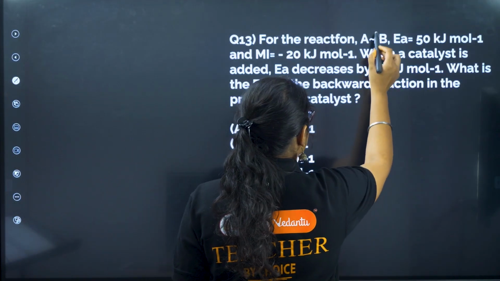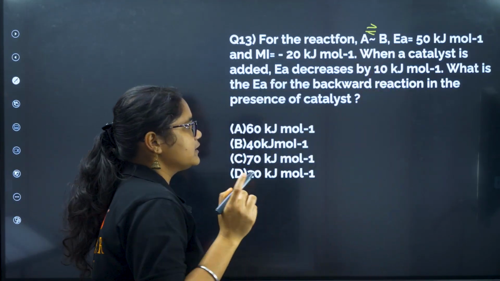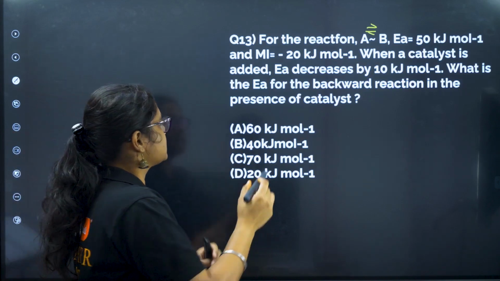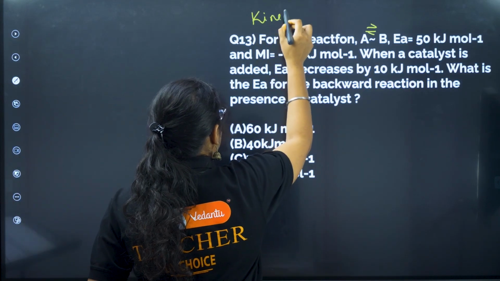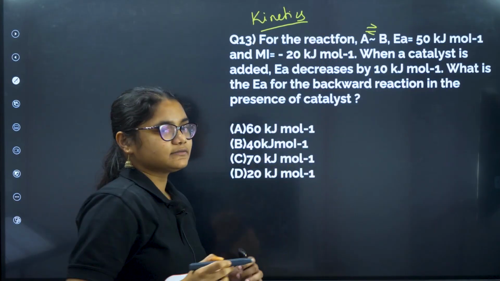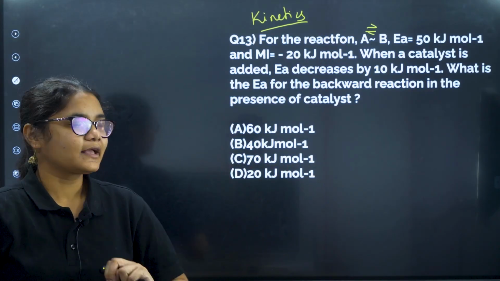Here an equilibrium reaction was given. For the reaction A to B, this was a question from kinetics. So we got 3 questions from solutions, 3 questions from electrochemistry, and the next is from kinetics.